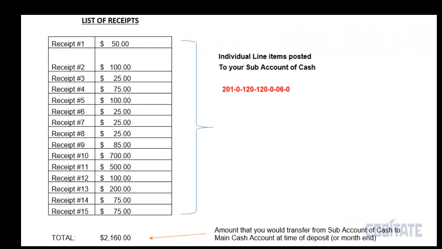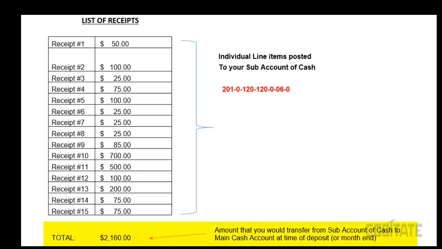The next idea is simply a suggestion, but it may help to keep your books in order. In order to make it easier to balance your bank statements at the end of the month, you may want to set up a sub-account of your normal cash for all these receipts to go into. You can think of it as a cash drawer.